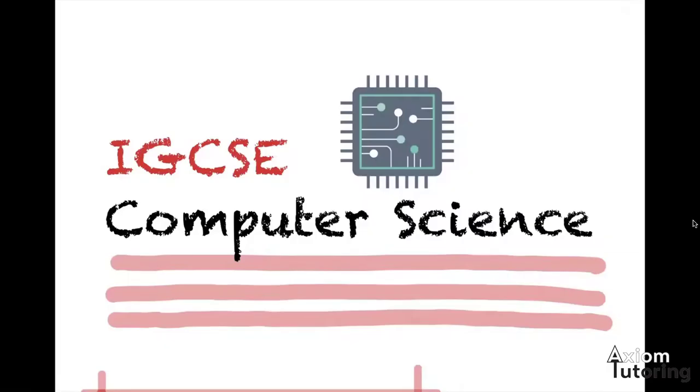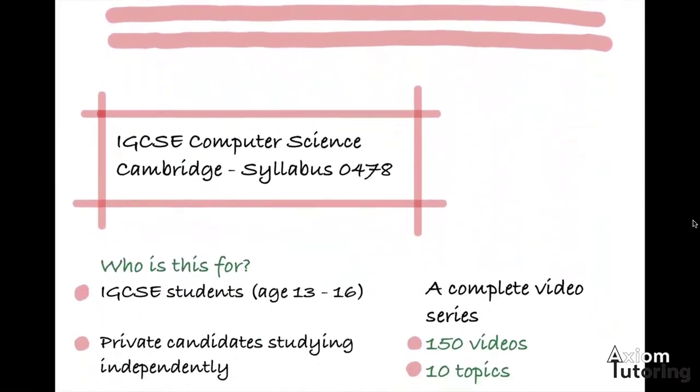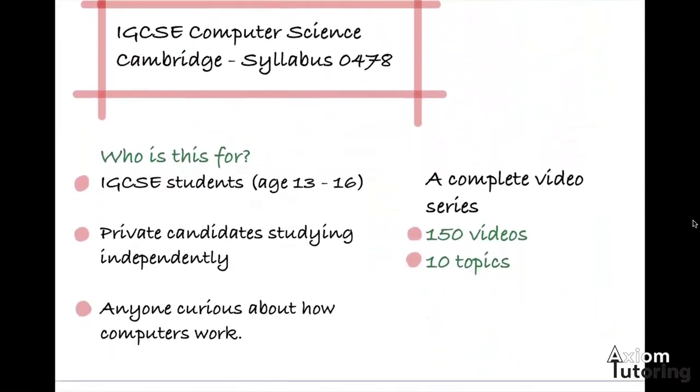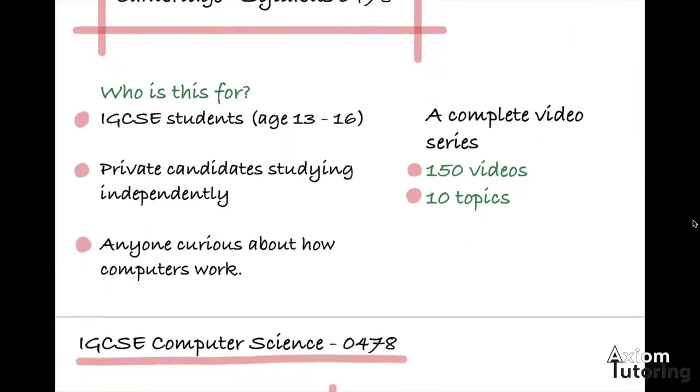My name is Blarina, and this is a complete video series covering every single topic in the Cambridge IGCSE Computer Science. There's going to be 150 videos and 10 topics. And as you can see on the page, whether you're an IGCSE student or you're studying independently or you just want to understand how computers work, then this series is built for you. You don't need any prior knowledge. We start from the very beginning.